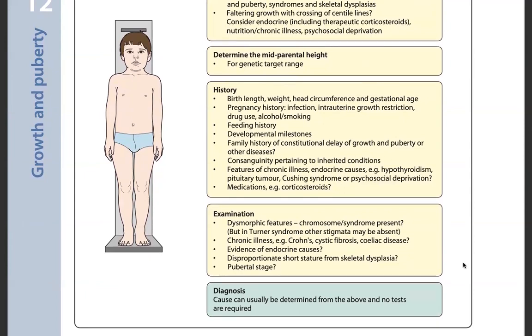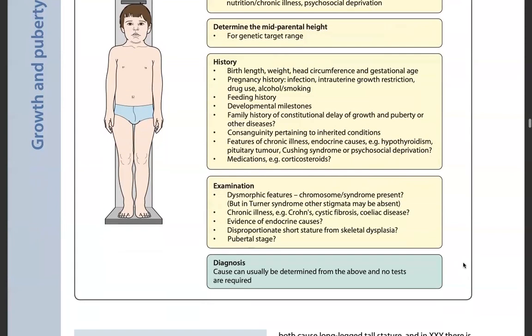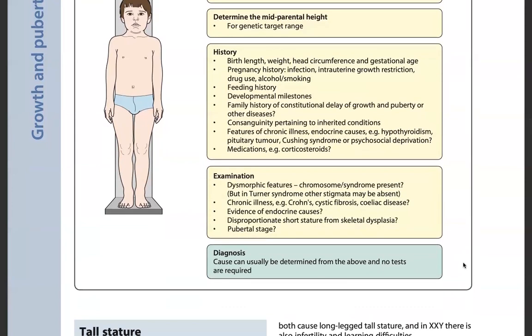History: birth length, weight, head circumference, and gestational age; pregnancy history, infection, intrauterine growth restriction, drug use, alcohol, smoking; feeding history; developmental milestones; family history of constitutional delay of growth and puberty or other diseases; consanguinity pertaining to inherited conditions; features of chronic illnesses; endocrine causes, for example hypothyroidism, pituitary tumor, Cushing syndrome, or psychosocial deprivation; medication, for example corticosteroids.